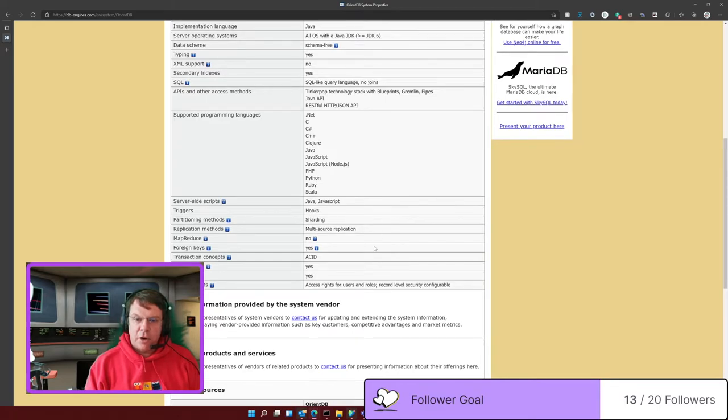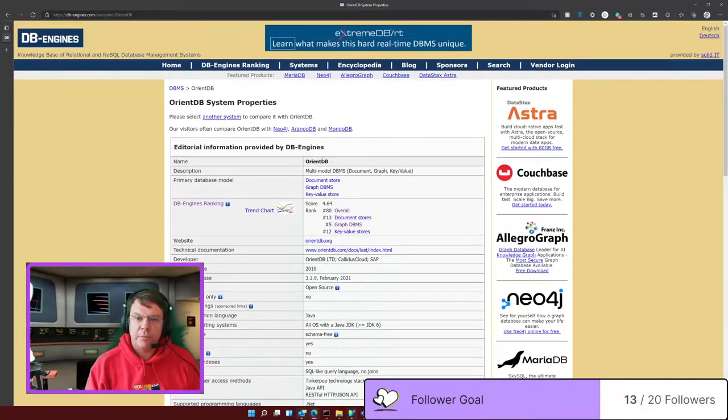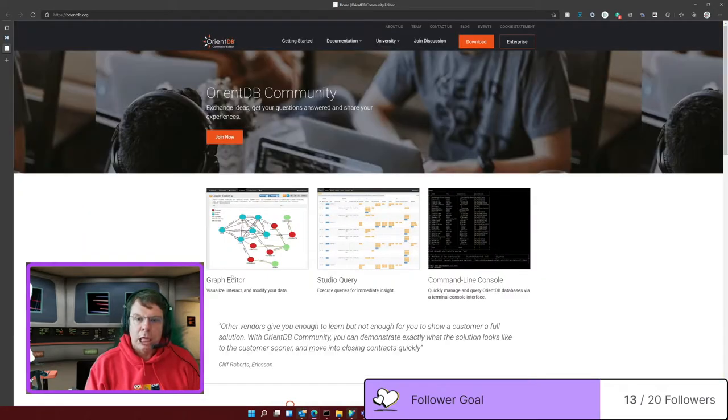They say they've got sharding. They say they've got transactions. Okay, so reasonable enough. Again, multi-model, document, graph, key, value. In that order, but that's also alphabetical. So we will give them the benefit of the doubt on that. Let's go to their site.